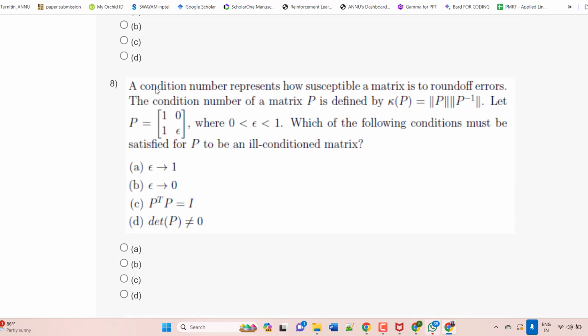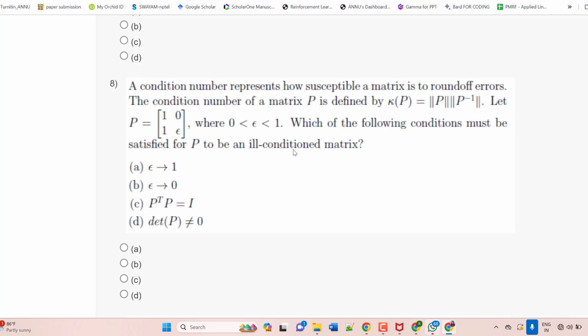Then if we see this, a condition number represents how susceptible a matrix is to round-off errors. We saw in the lecture itself that the round-off error is bounded by the condition number of that particular matrix. Then, which of the following conditions must be satisfied for P to be an ill-conditioned matrix?